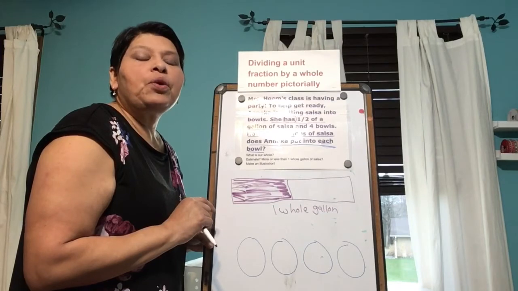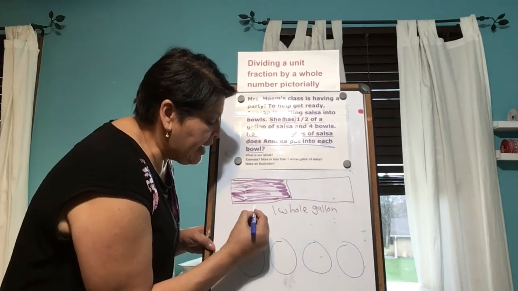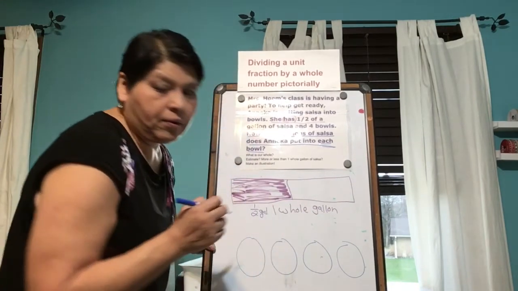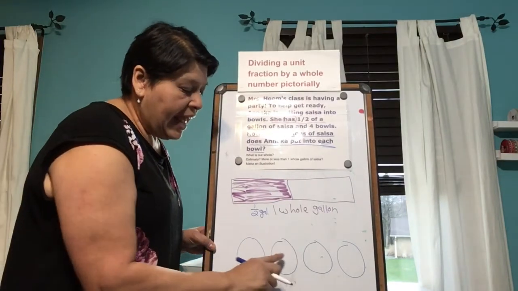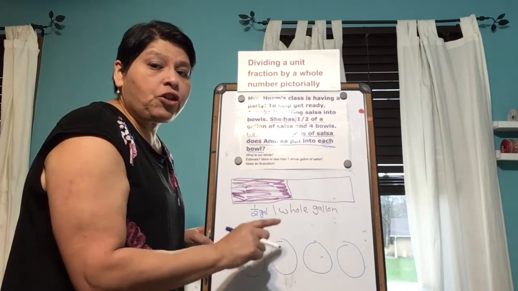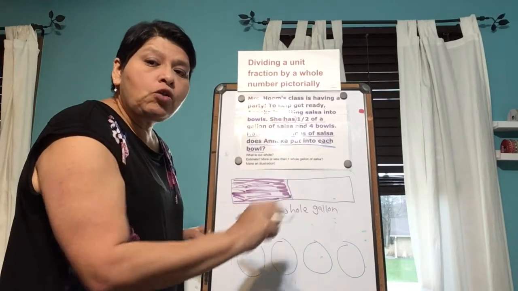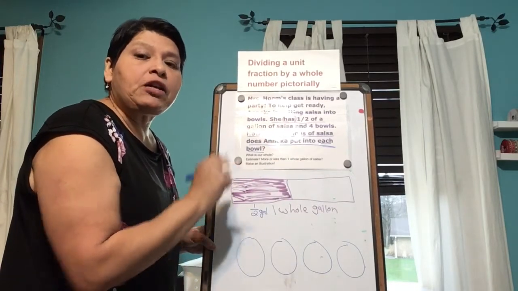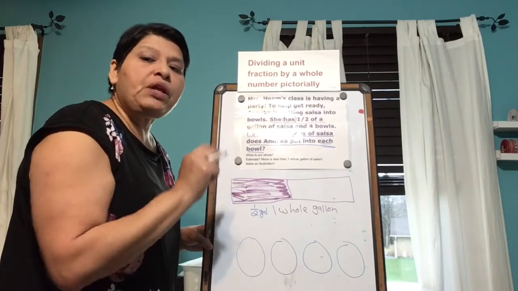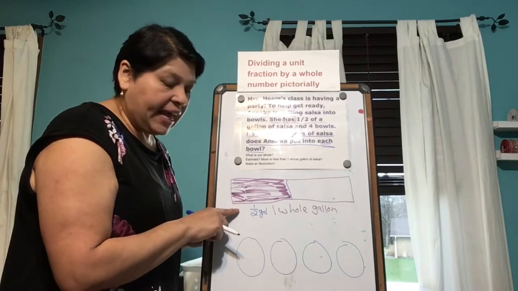No. You would think that it would be less because she only has a half of a gallon to work with. So she cannot have a full gallon in each of those bowls. So if you do your problem and your solution is more than 1 gallon, you need to go back and rethink that. Okay? Now, here is the half a gallon.